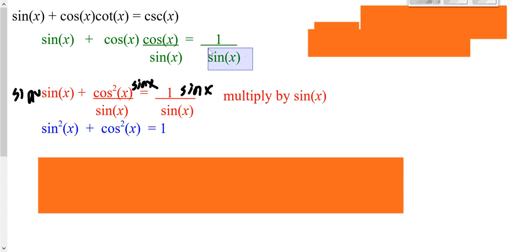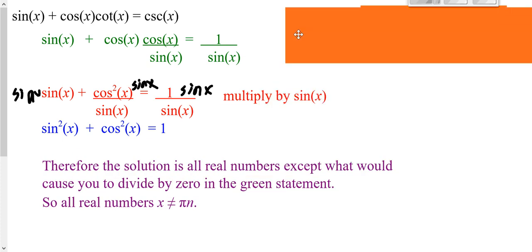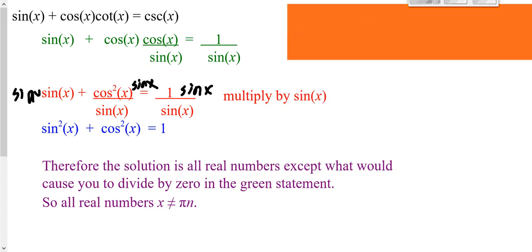Except, look here, we have variables in the bottom. So it's going to be all real numbers except what would cause the bottom to be 0. So you've got to think, when is sine equal to 0? Well, sine is equal to 0 at 0, then on the other side of the circle at pi, then all the way around to 2 pi. So at 0, pi, 2 pi, 3 pi, 4 pi, and so on. So basically any multiple of pi would cause the bottom to be 0, which would be undefined. So our answer is going to be all real numbers except what causes the bottom to be 0, which is any multiple of pi.